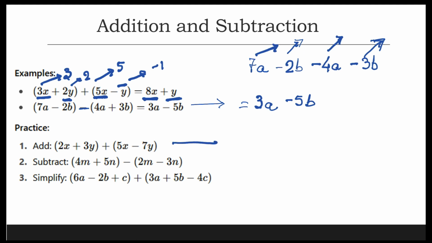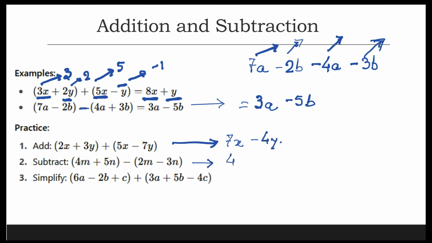Clear? So in this one, 2x and 5x are like terms. So it will become 7x, and 3y and minus 7y are like terms. 3 minus 7 is minus 4. So it will become minus 4y.